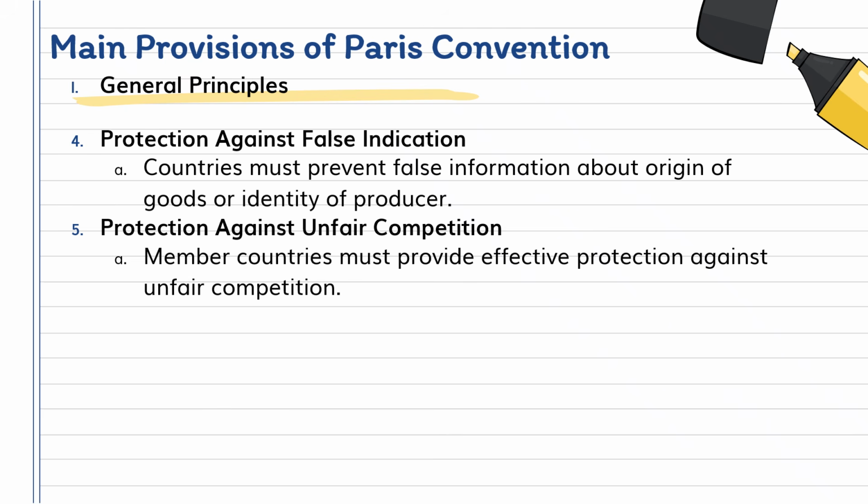Next principle, protection against false indication. Countries must prevent false information about the origin of goods or the identity of the producer. Next point, protection against unfair competition. Member countries must provide effective protection against unfair competition. It means fake branded products cannot be sold.